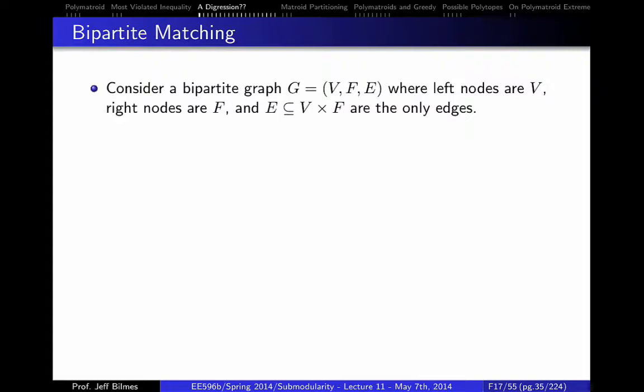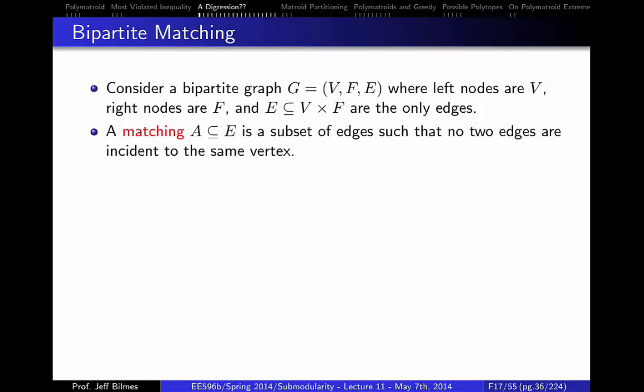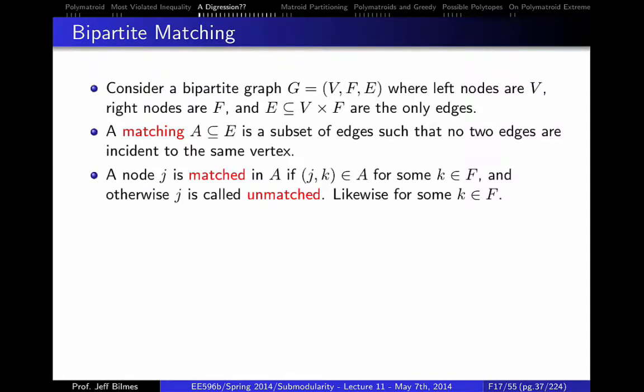And we defined a bipartite graph where we've got a set of left nodes and the right nodes, and we have a matching. Right? So what is a matching? It's a subset of edges such that any vertex is incident to only one of the edges in the matching. So the matching is A. A is a subset of edges, and we say that a vertex is matched if one of the edges in A is incident to that vertex. And otherwise, it's called unmatched.